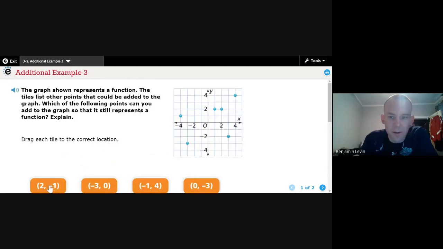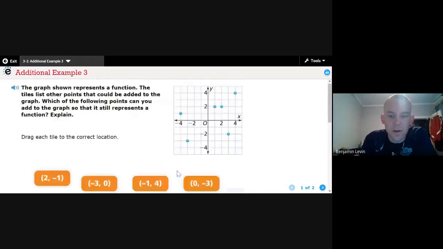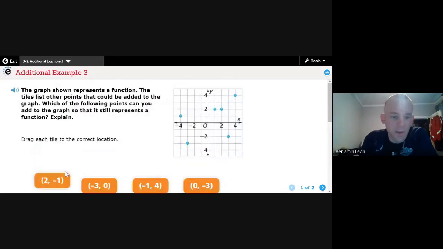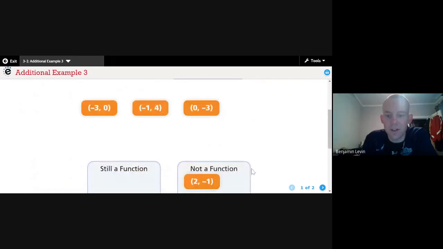2, -1. At 2, -1, it's x comma y. So if I go to x is 2, y is -1, I would have to put another point right here. Well, that would be 2 outputs for the same input, right? Because 2 is already 2. So 2 can't be -1. So that would be not a function.